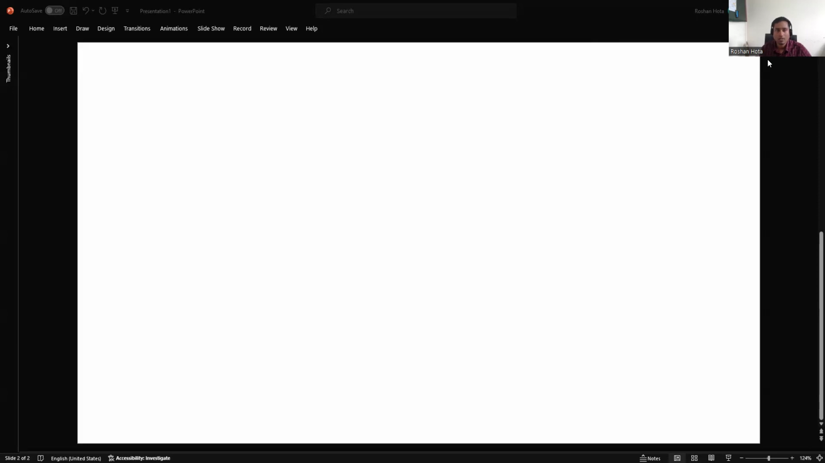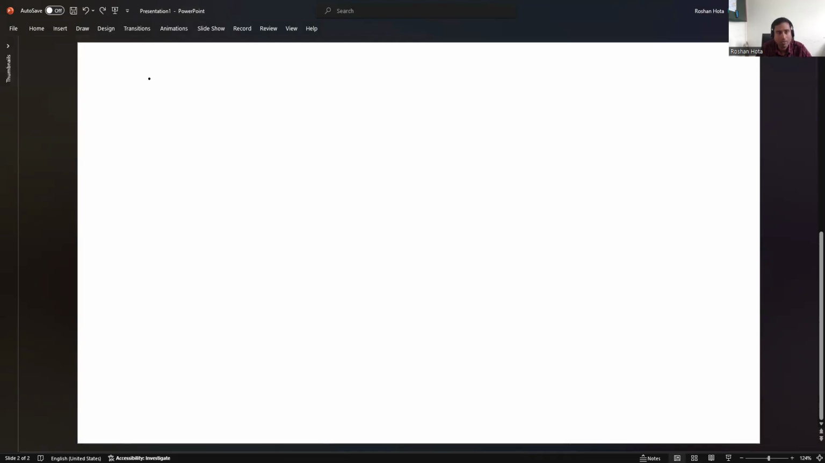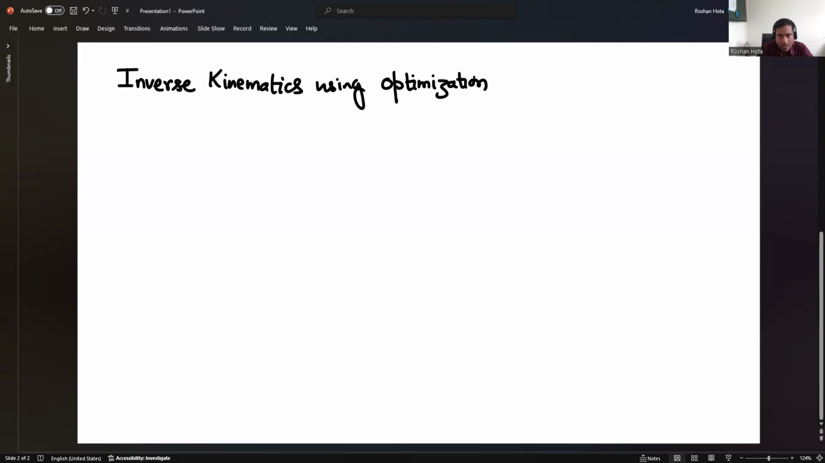Hello. Today I want to discuss robot inverse kinematics and how you can perform robot inverse kinematics using an optimization. So let us look at first at what I mean by robot inverse kinematics. I want to discuss inverse kinematics using optimization based methods.